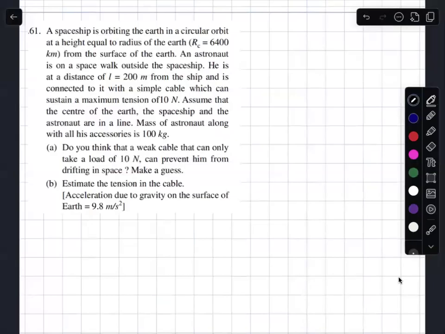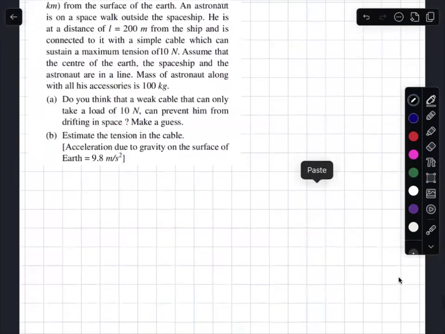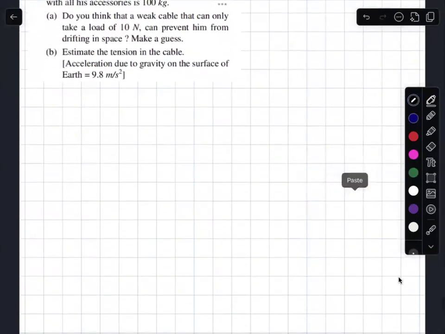Do you think that a weak cable that can only bear a load of 10 newtons can prevent him from drifting in space? Make a guess. Hold on. With those numbers, I cannot make any guess, and we should do the problem very sensibly, carefully. Now, follow my steps. You see, you have Earth here. Please follow carefully.